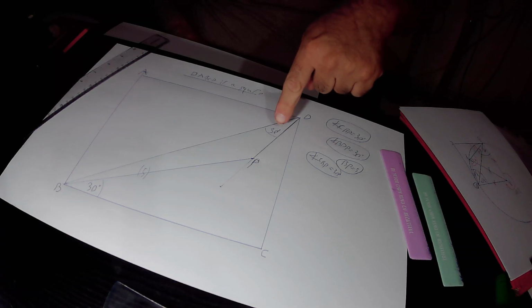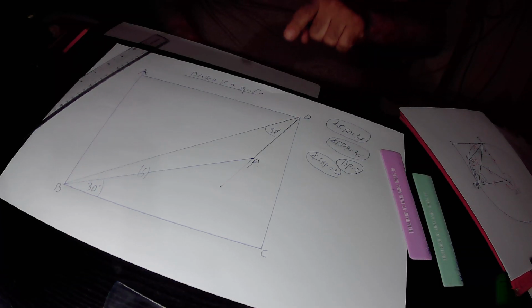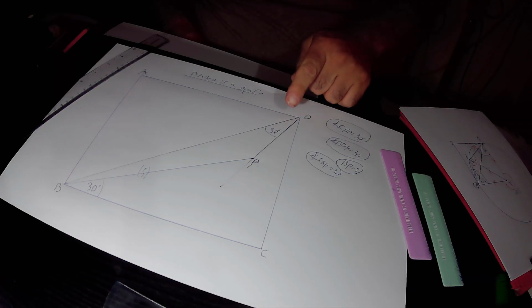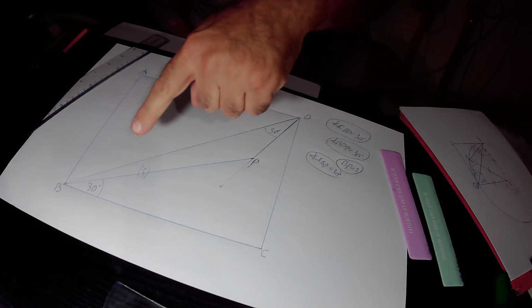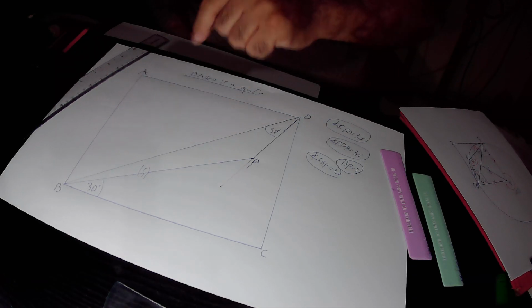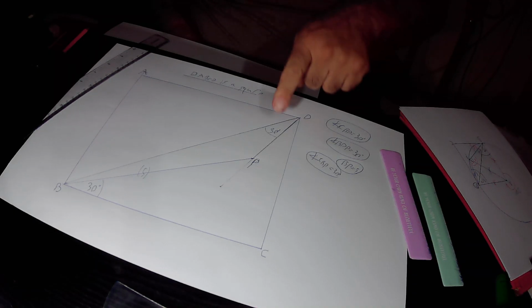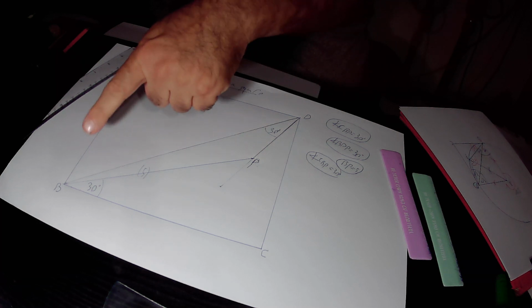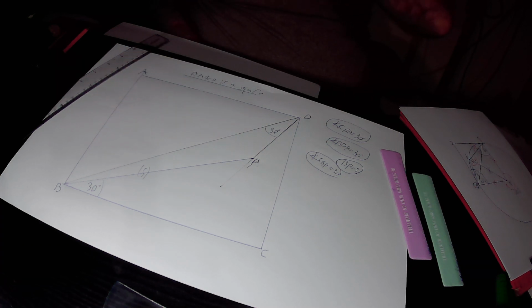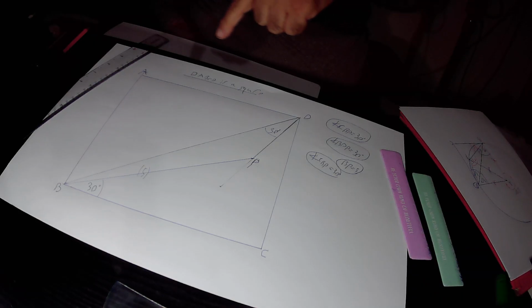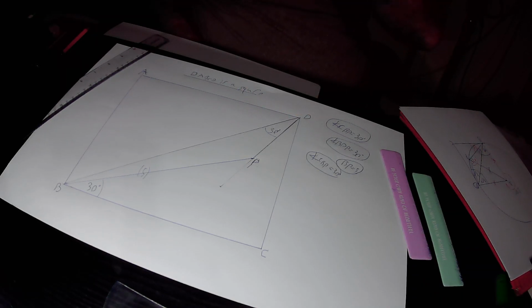Angle BDP is equal to 30 degrees. Angle PBC is also equal to 30 degrees. Line segment PB equals 5 units in length. Again, our task is to find out the area of this square ABCD.